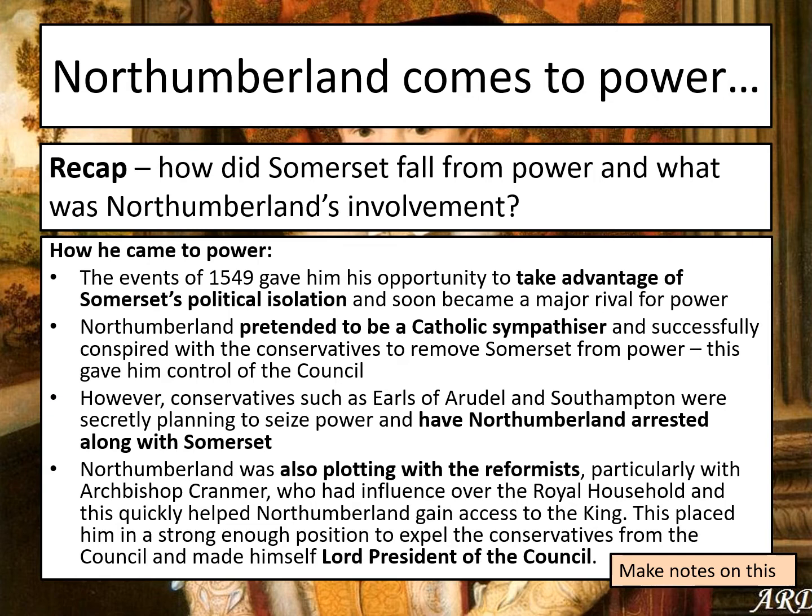So he gives himself a more popular title, but also he's removed his opposition, hasn't he? So not only has he stripped the power from Somerset, but then he's also crept into power by manipulating the Catholic sympathisers and the Conservatives on the council. And then he's also kind of taken the power for himself by making himself Lord President and, I suppose, getting the king's ear very securely. We'll talk a bit more about how he does that in the government section.